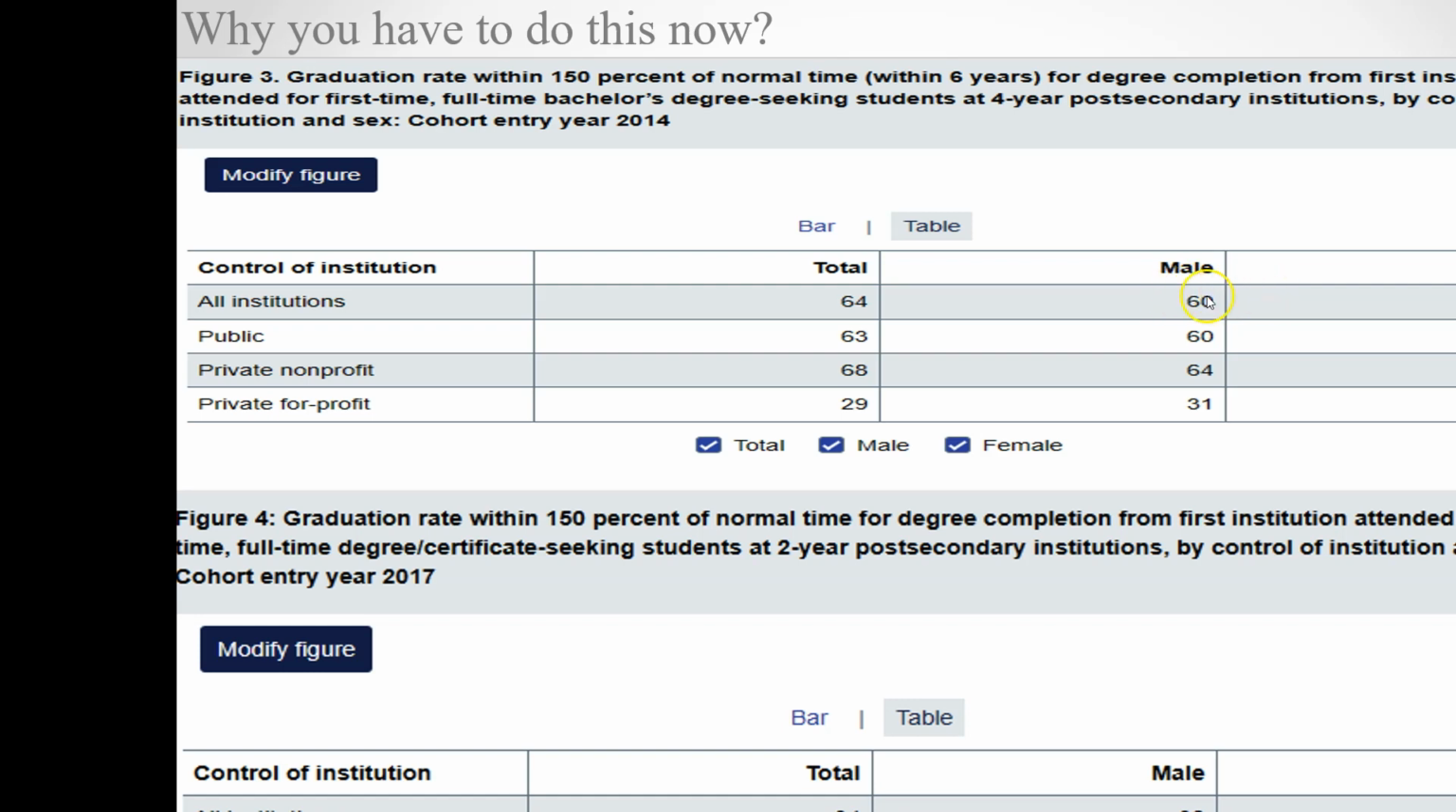So you can see that males are less likely to graduate than females. 67% of females do. Males are 60. For public institutions, females again 66% versus 60. Private nonprofit, these are basically like your USCs. These are your more acclaimed schools, your Harvards, 64 and 71. So higher, at least for the males, for private nonprofit than for public.